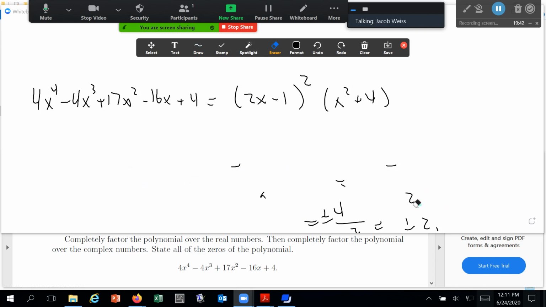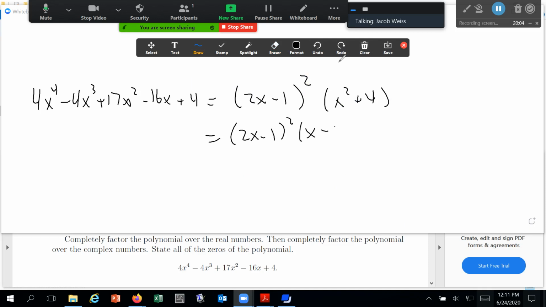Okay, so now I want to factor it over the complex numbers. Using what I just saw, that the solution to x squared plus 4 equals 0 is plus or minus 2i, I can use that to my advantage. I can write this as 2x minus 1 squared, and then x minus 2i times x plus 2i. Now this is factored over the complex numbers.